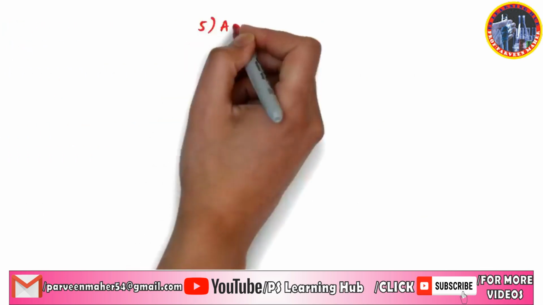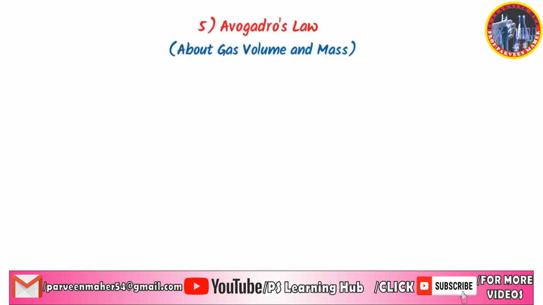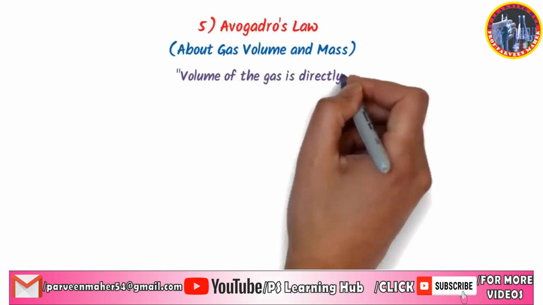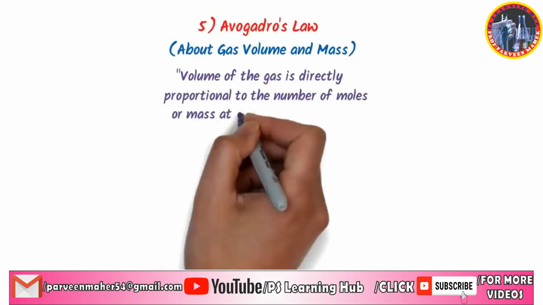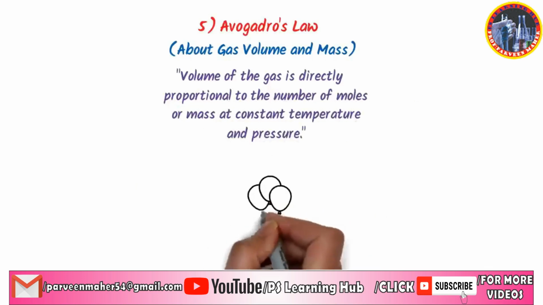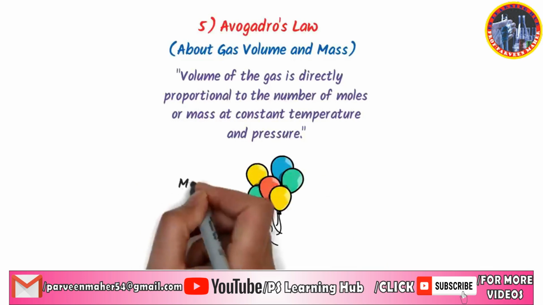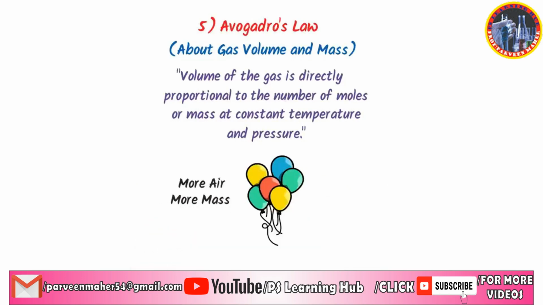The fifth law is Avogadro's law. Remember that this law is based on volume and mass of a gas. It states that volume is directly proportional to number of moles or mass of the gas at constant temperature and pressure. For example, consider these balloons. As you fill these balloons with more air or more mass, their volume increases.